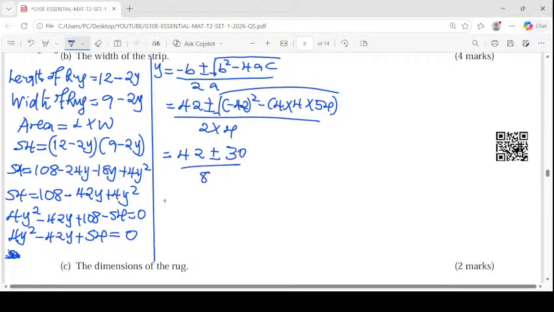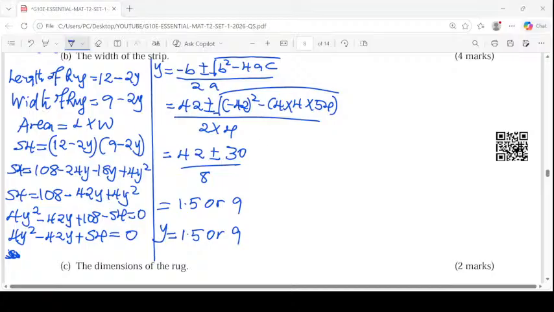In the first case, we are going to have 42 minus 30, divided by 8, and you get 1.5, or 42 plus 30 divided by 8, which is 9. That way, y has got two values, 1.5 or 9. Those are the values of y.